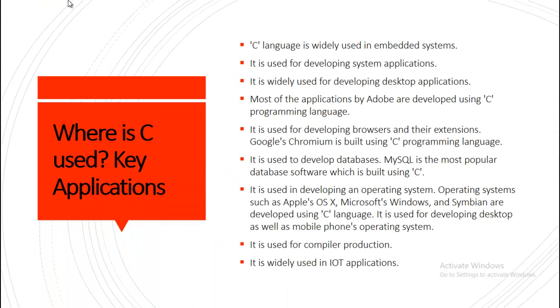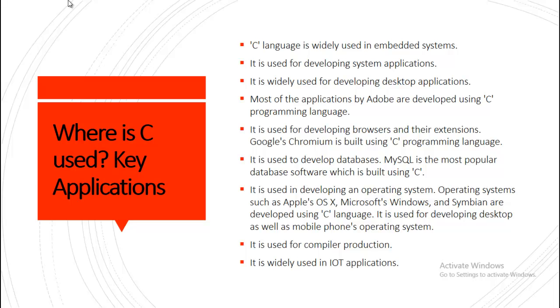Where is C used? Key applications. C language is widely used in embedded systems. It is used for developing system applications. It is widely used for developing desktop applications. Most of the applications by Adobe are developed using the C programming language. It is used for developing browsers and their extensions. Google's Chromium is built using C. It is used to develop databases. MySQL is the most popular database software which is built using C.